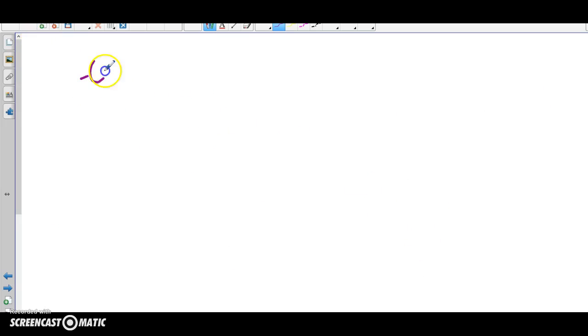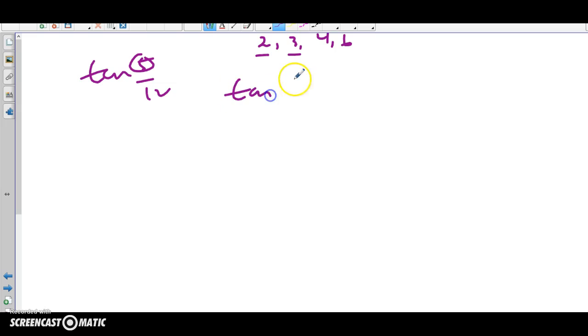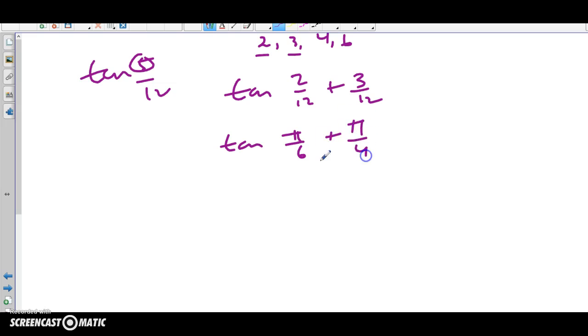So now I want tan of 5/12. Well, I don't know what 5/12 is. It's not on my table, but the numbers that are on my table are 2/12, 3/12, 4/12, and 6/12. I figure out how I can get 5 by adding these digits, and the easiest way is tan of 2/12 plus 3/12. In lowest terms, that is pi over 6 and pi over 4. So now I want this.